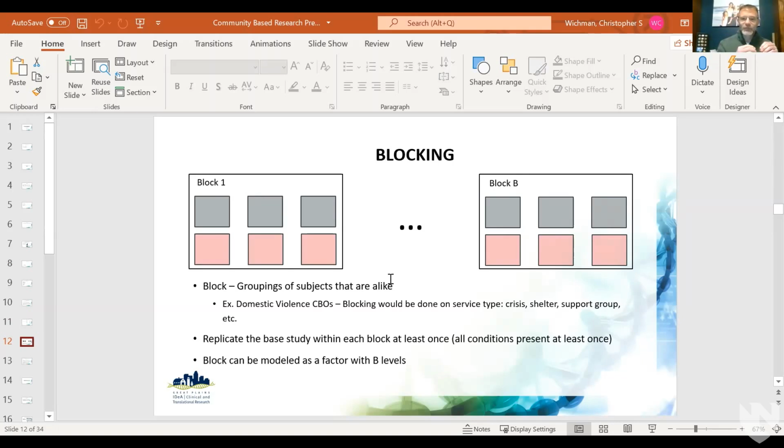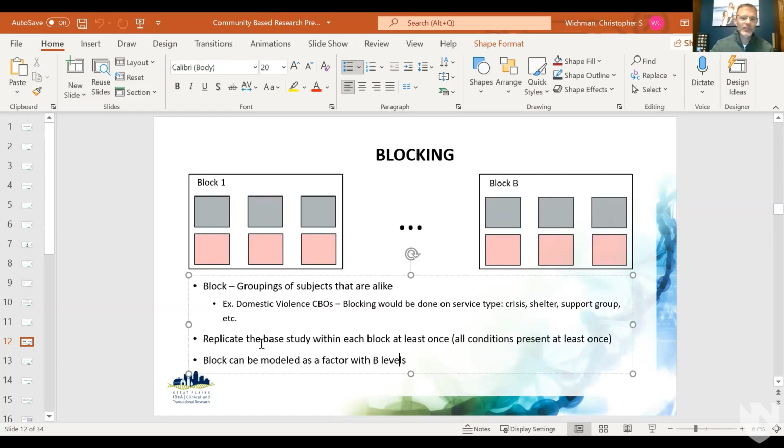So say I have 4 or 5 entities that are offering crisis hotline type of services, those 5 to 6 would end up being a design block, and we would randomize our conditions within there to try to capture the effect of the different types of services that are available for victims of domestic violence without actually having to model a specific structure, if you will.